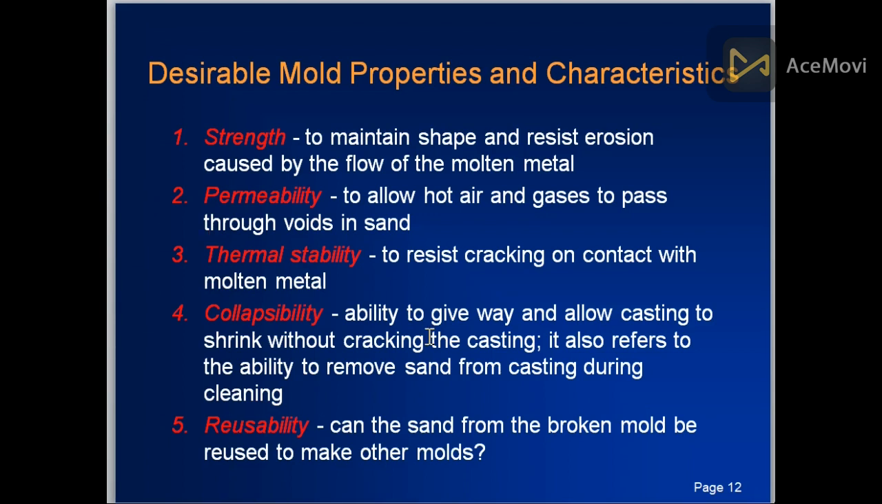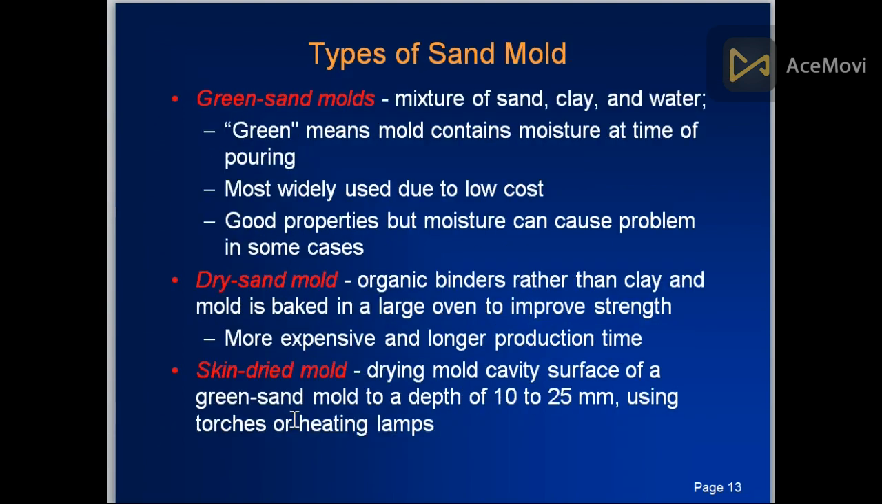Collapsibility: the ability to give way and allow the casting to shrink without cracking the casting. It also refers to the ability to remove sand from the casting during cleaning. Reusability: can the sand from the broken mold be reused to make other molds? This factor is also to be considered for the future molding process.